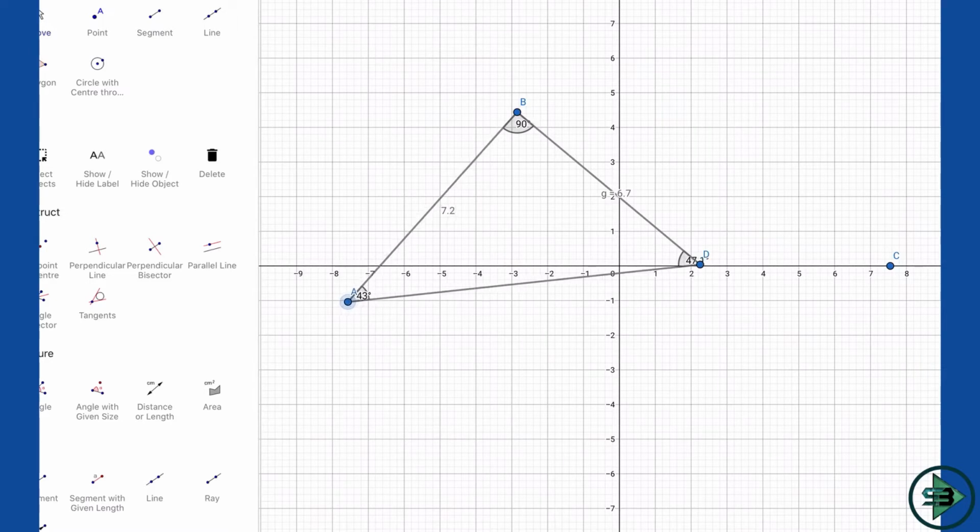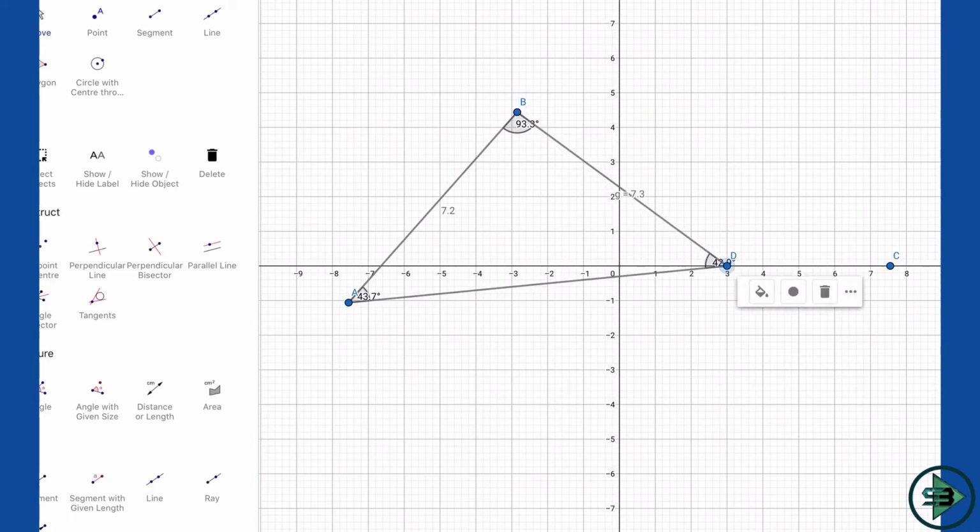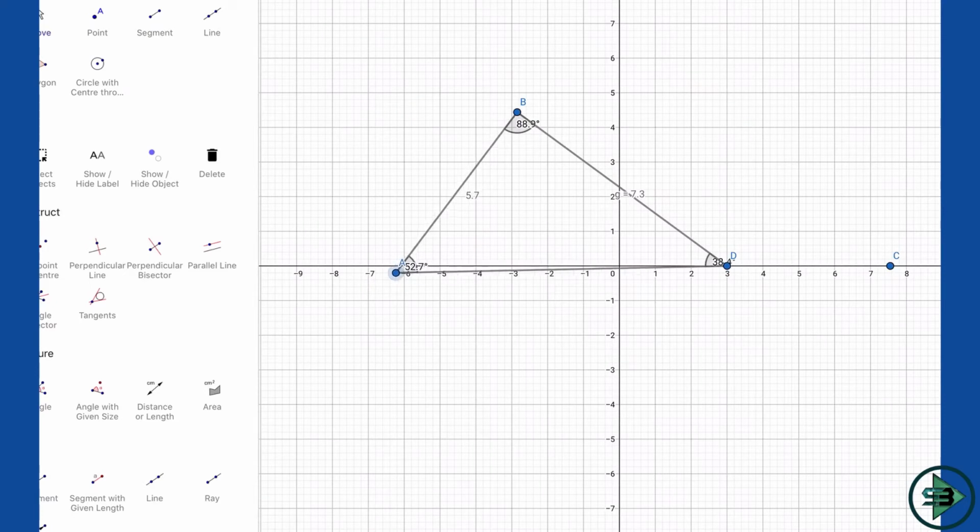But once both of them are the same length, such that this becomes 7.2 and this becomes 7.2, the angle between them is 90. I hope you are able to get the visualization of how this thing happens here. This angle will become 90.